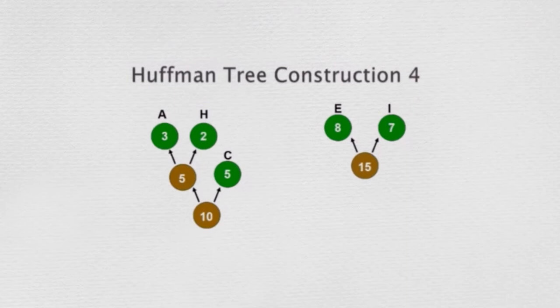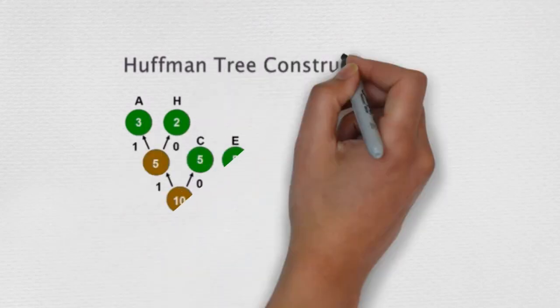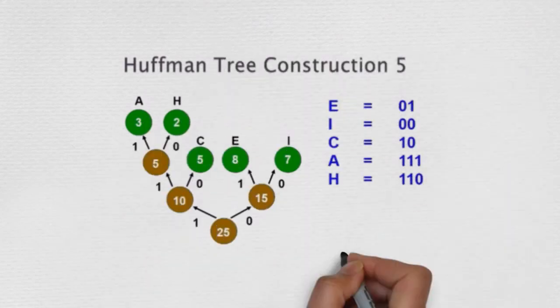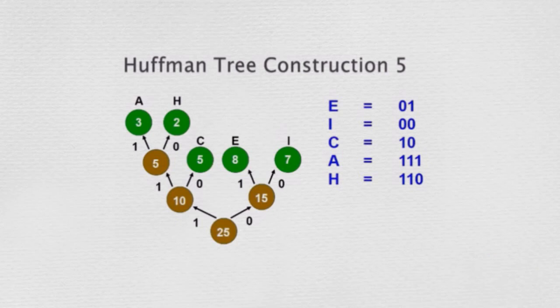Finally, the binary tree is created. Here we can see that all symbols are leaves of the binary tree. Each symbol is represented by the bits as shown. E is represented by 01, I is represented by 00, and A, C and H are represented as shown.